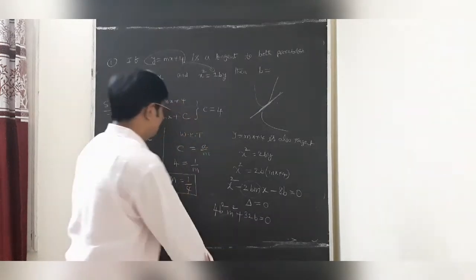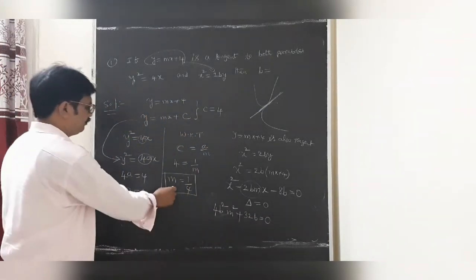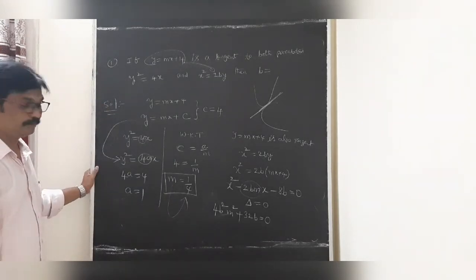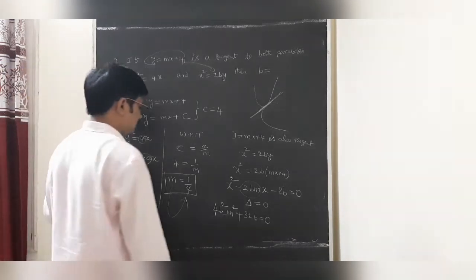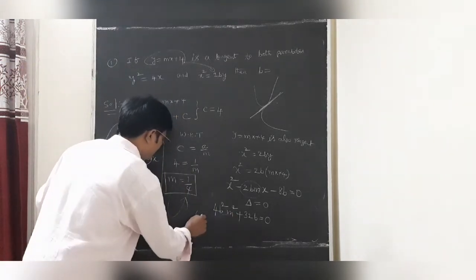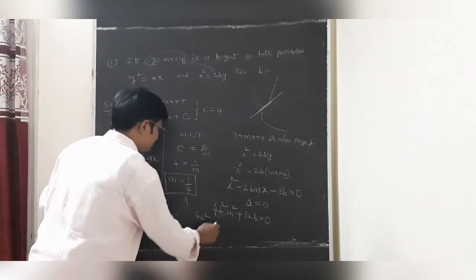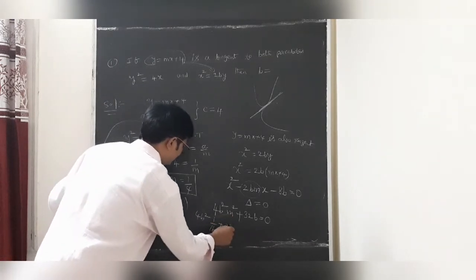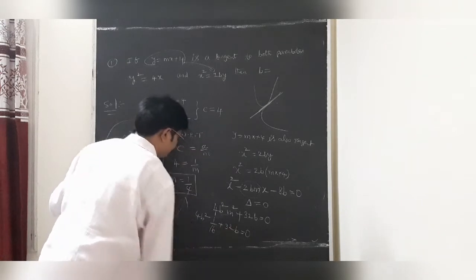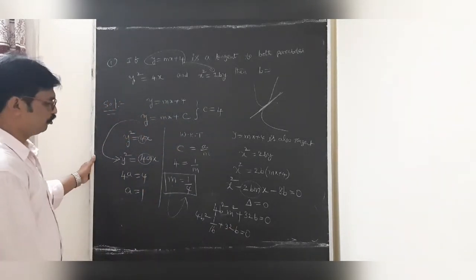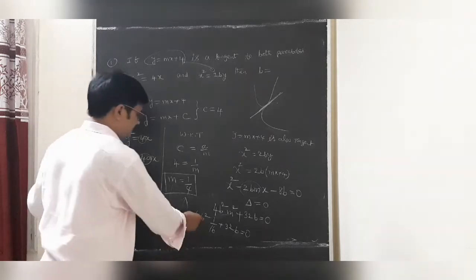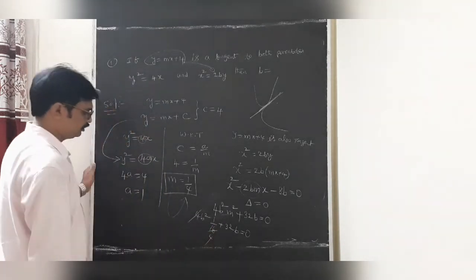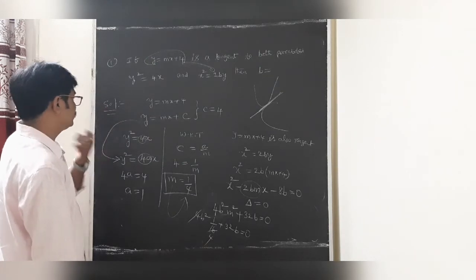Now students, we know the value of m. What is the value of m? This is 1 by 4. My dear students, right now we observe the 4b square, this is 1 by 16. After that, 32b equal to 0. Now students, divide by 4b on both sides, 4 one time, 4 four times. Divide by b. Here b is not 0.